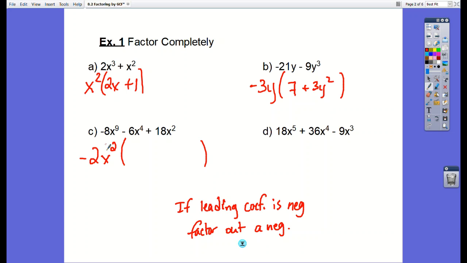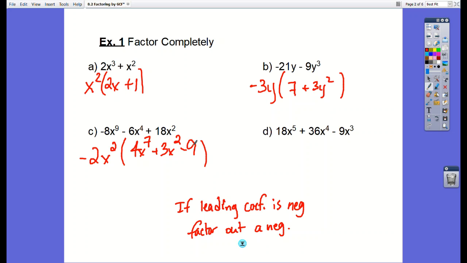Okay. Sam, if we take out a negative, did you take out a negative 2x squared? Yeah, I did. Okay, what'd you get? 4x to the 7th plus 3x squared minus 9. There we go. If we're ever unsure, distribute to see if it works out. For these three, if we distribute, they go back to where we started, so that's a good sign.